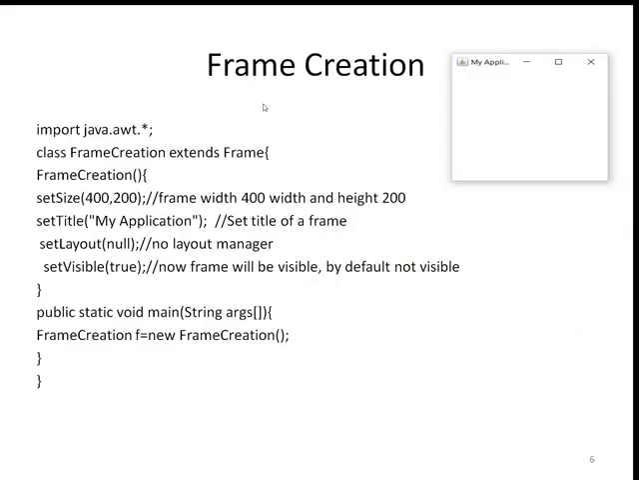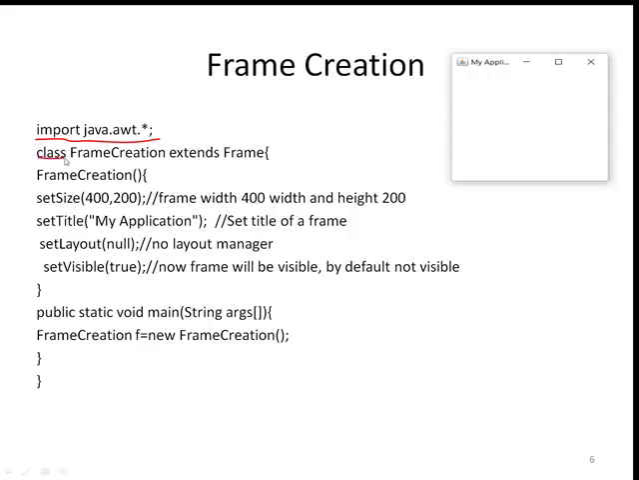So this is the example to create a frame. The first line is import java.awt.*. To create a frame, first of all we have to import all the necessary packages into our program. So for that reason we have imported all the AWT related interfaces and classes.